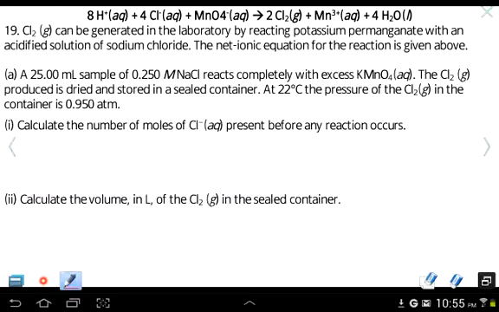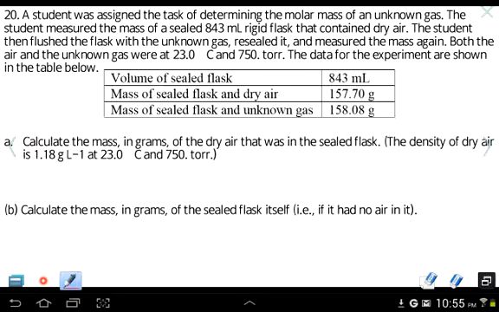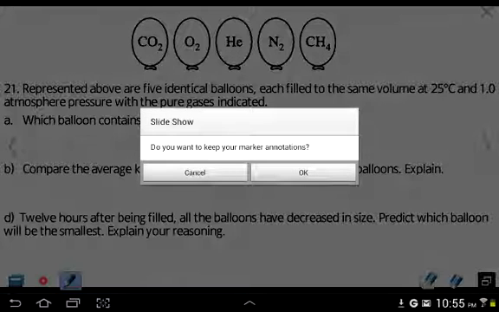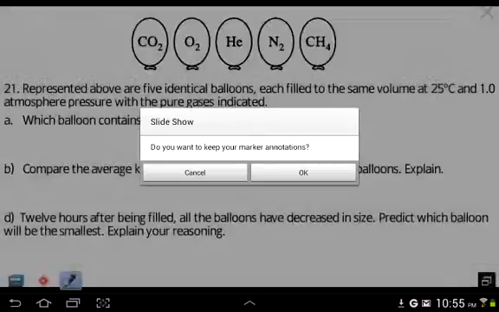19 then is a free response, and you'll be able to do some free response style questions. Here's 20 with some more parts. And then finally 21. I think this is the very last question. So hopefully you'll be able to obtain the notes. If not, go ahead and take them from here and enjoy.